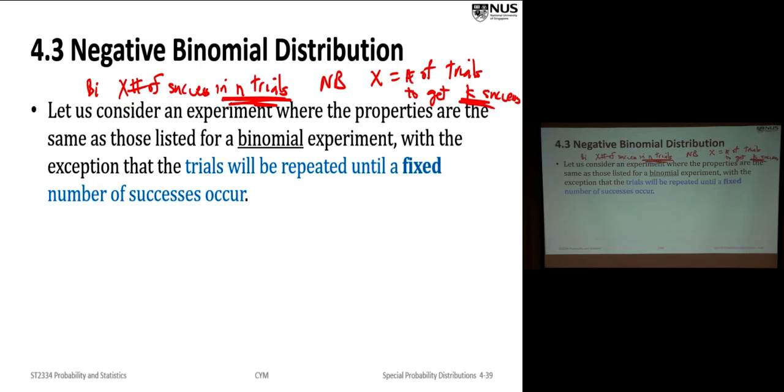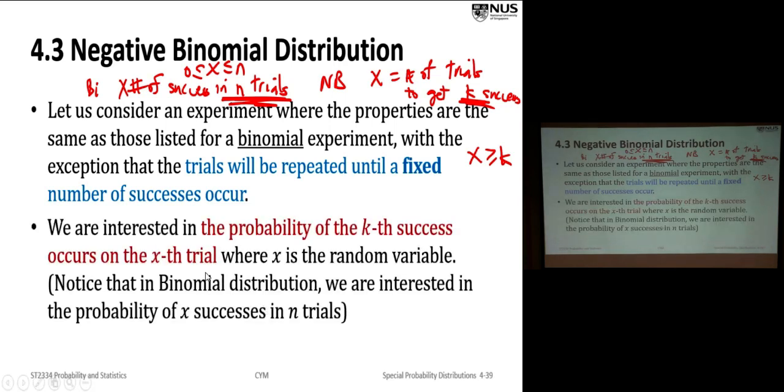Right? So they are different. One is the number of successes with a fixed number of trials. The other one is a fixed number of successes, and we see how many trials it takes. So of course, this X must be greater than or equal to k. This one, X must be less than or equal to n. All right? So in a negative binomial experiment, each trial has 2 outcomes and you fix the number of successes and see when you have k successes.